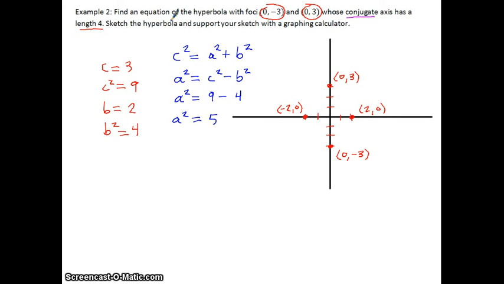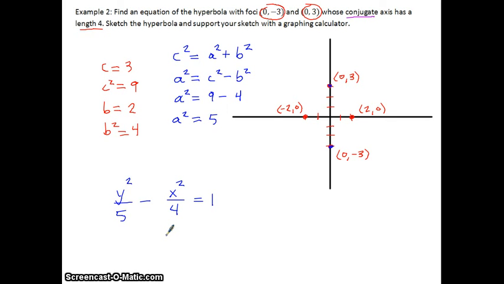And so from here we can write out what the equation of our hyperbola is. I have y squared over 5, which is a squared. How did I know that? Well, the focus points lie on the transverse axis, and the transverse axis then is on the y-axis, which means we start off with the y squared over the a squared minus x squared over b squared.